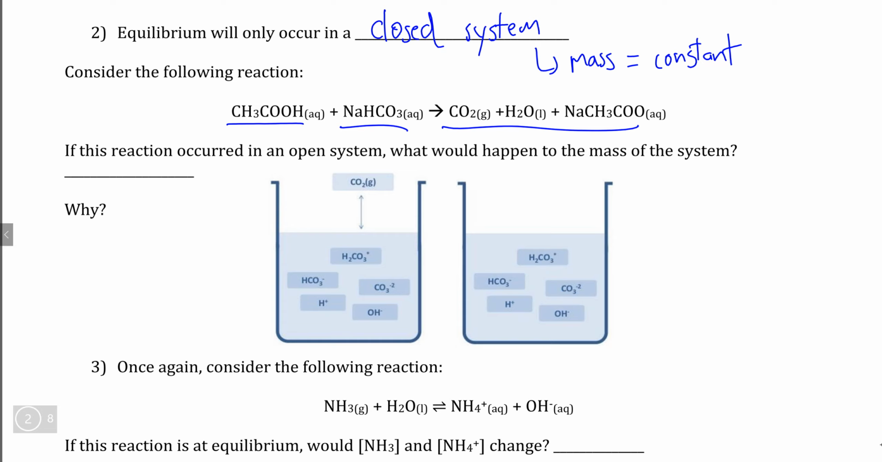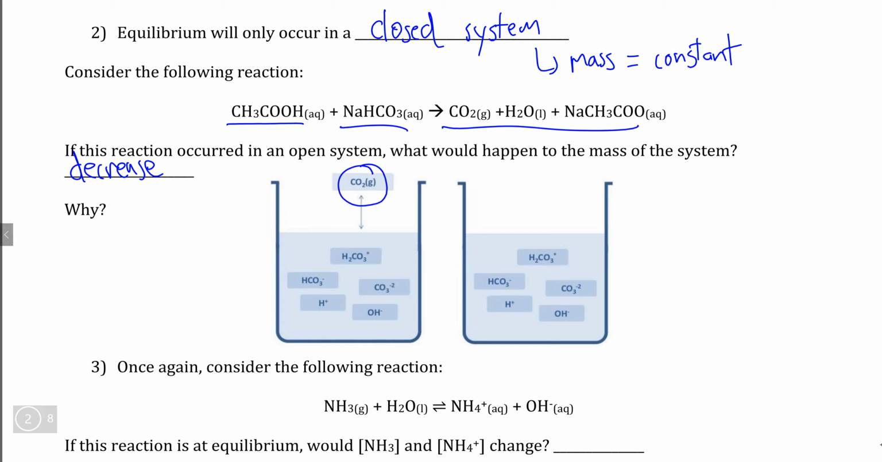And there's a very good reason why this is a requirement. If we consider this double displacement reaction here, the reaction of acetic acid and sodium hydrogen carbonate, if this were to take place in an open system, we would expect the mass of this system to decrease, and that's all because of carbon dioxide gas.